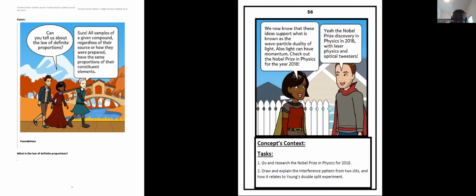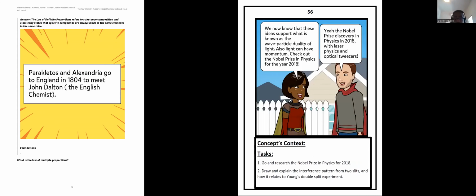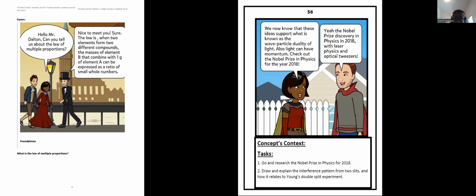There's a task for you to look into. I want you to research the Nobel Prize in Physics for 2018. Draw and explain the interference pattern from two slits and explain how that relates to Young's double slit experiment. Those are assignments for you students to do.